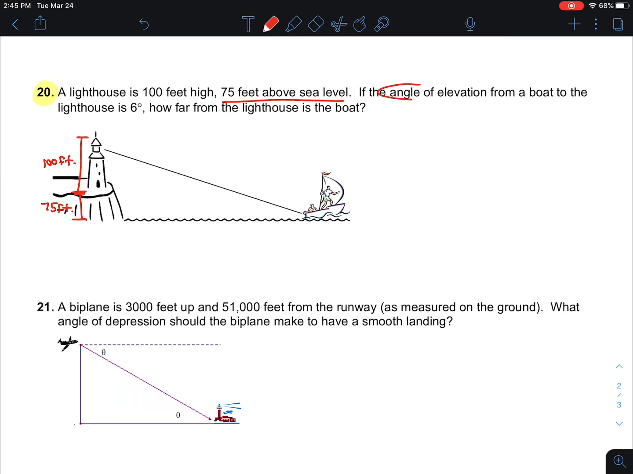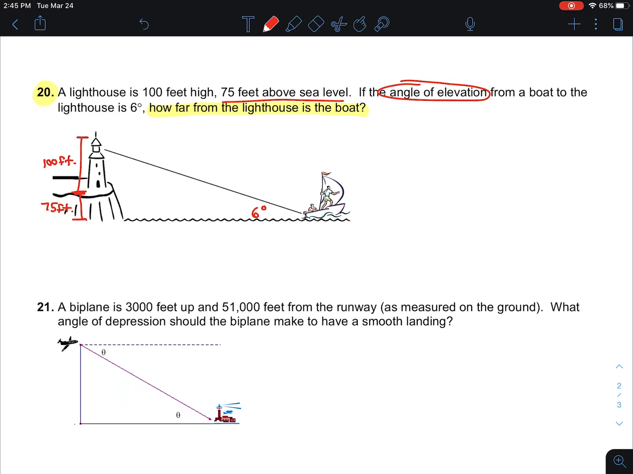Okay, there's that phrase, angle of elevation, which we discussed is always the angle in the triangle at the bottom. So when it says the angle of elevation from a boat to the lighthouse is 6 degrees, that's what we would fill in there. And then here's typically the part that people aren't sure about. It says, how far from the lighthouse is the boat?